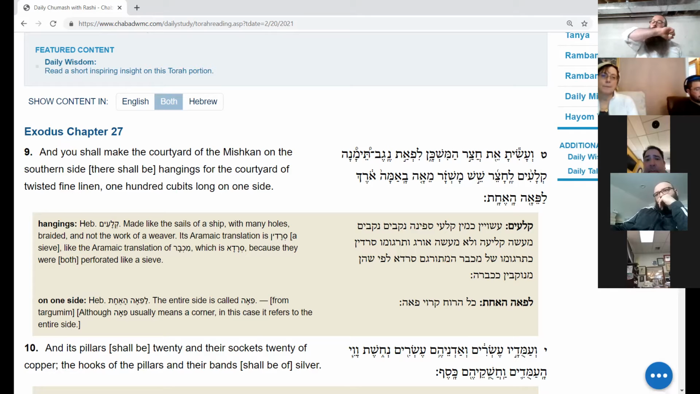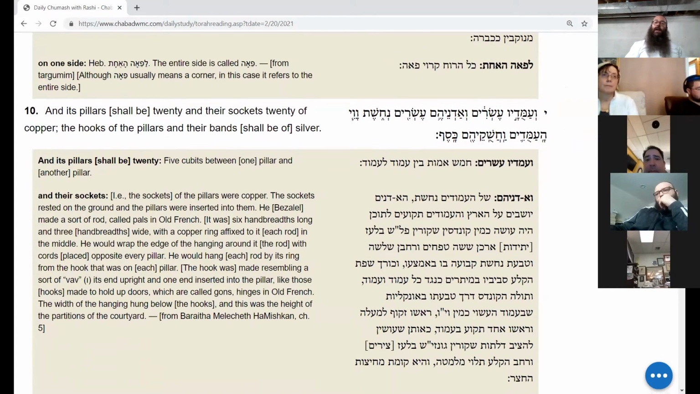It had to be huge. It had to be 100 amas long along the southern border. It had to be the south-facing border. It had to be 100 amas long. Very, very big.